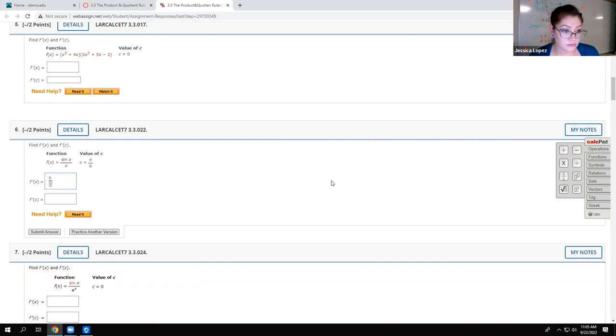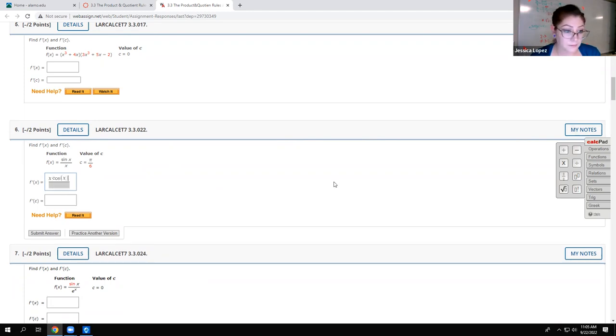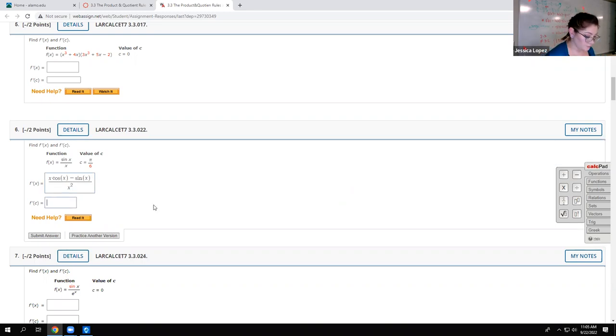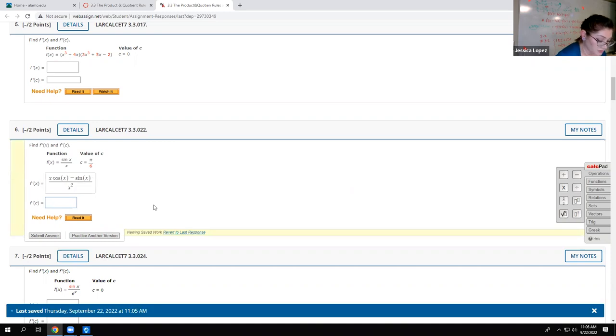So low d high, cosine of x, minus high d low. What's the derivative of x? Just one, so nothing really happens. I'll just close the parentheses. And then low squared would be x squared, right? And then when you plug in your value, what's your value? So you would have f prime of pi over 4. And I'll switch my screen over in just a minute.